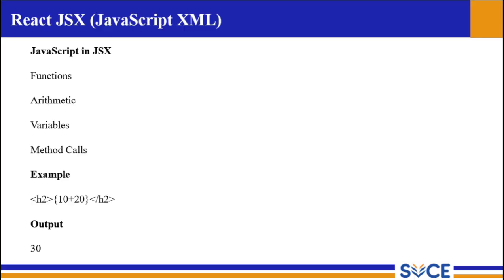Another useful feature is performing mathematical calculations directly inside JSX. We can write arithmetic expressions such as addition, subtraction, multiplication, or division within the curly braces. This is very useful in applications such as shopping websites, student result portals, or banking systems where calculations are performed frequently.